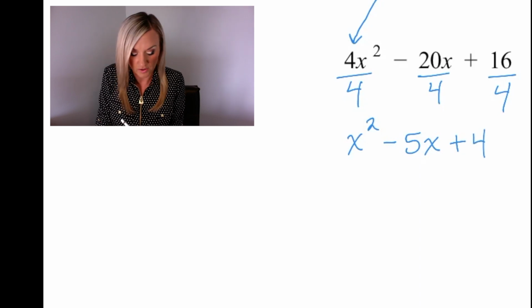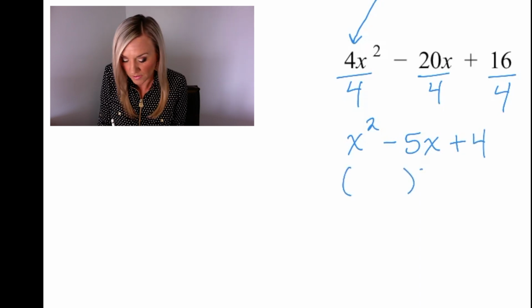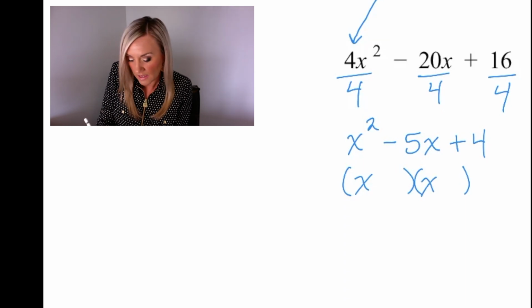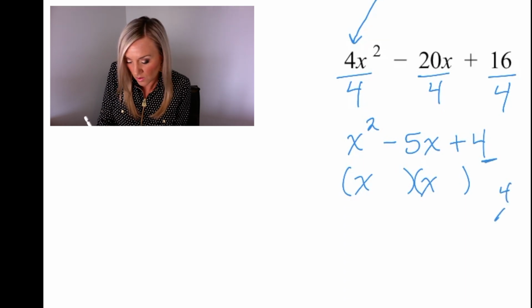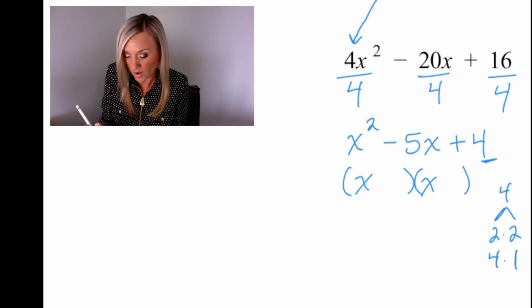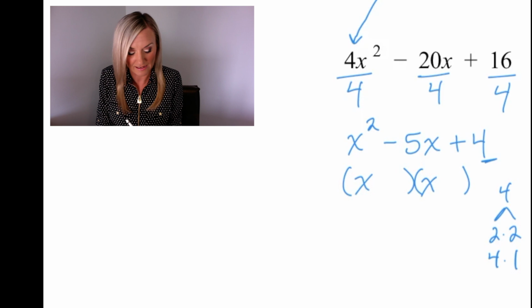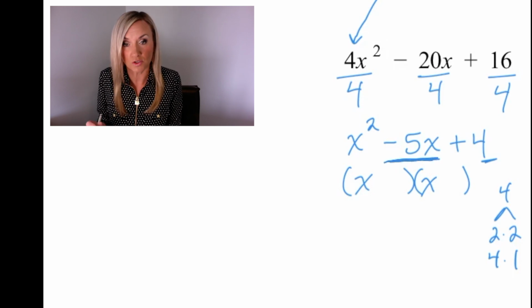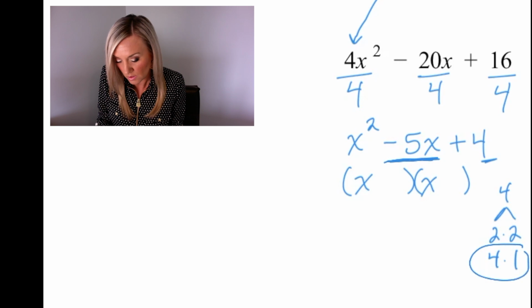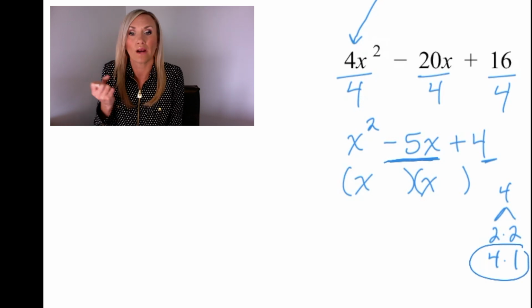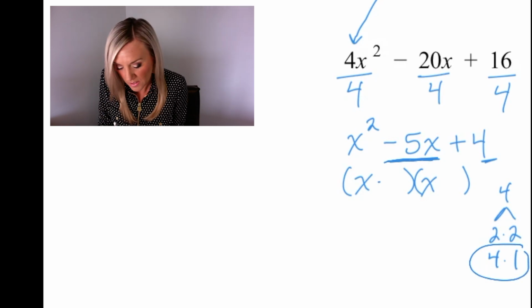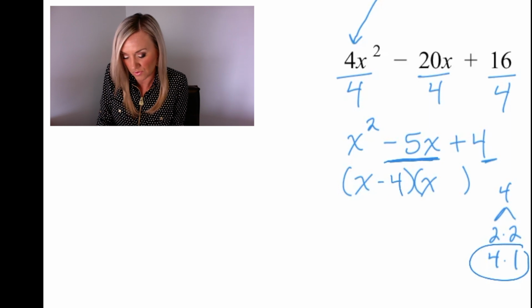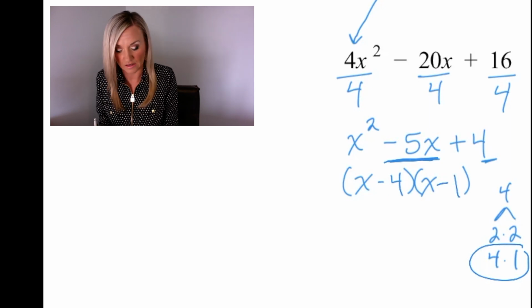From there, we are going to draw our two parentheses. X times x gives us x squared. And for 4, we'll list off the factors: 2 times 2, 4 times 1, and we need a negative 5x for our middle term. So I'm going to choose 4 and 1 because when I add 4 and 1, I can get 5, but I'm going to make them both negative, negative 4 and a negative 1.